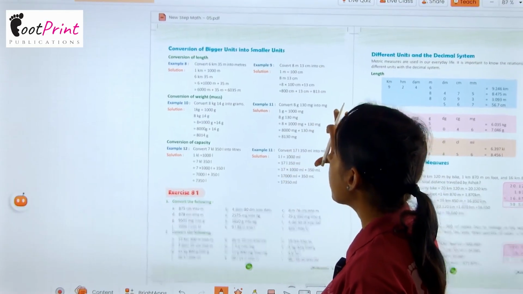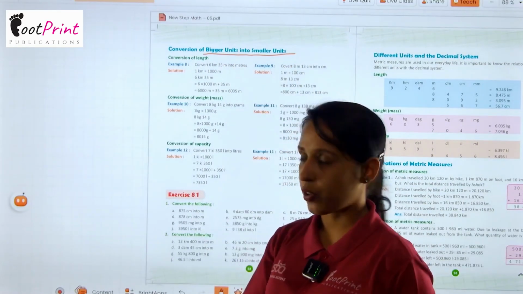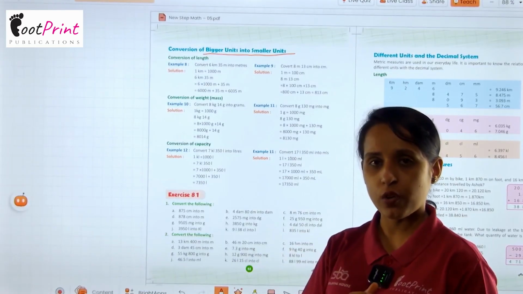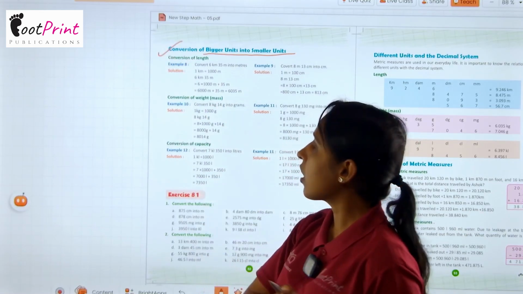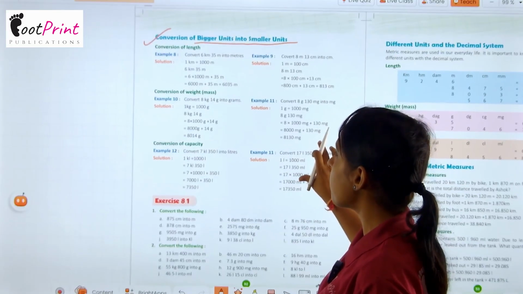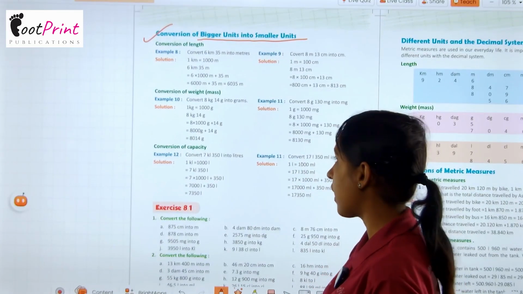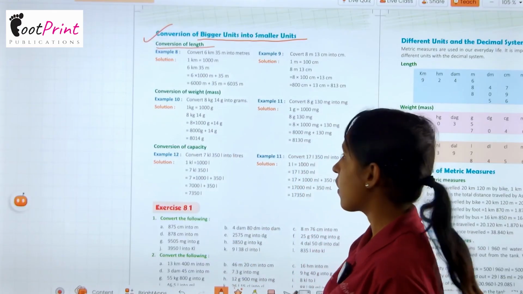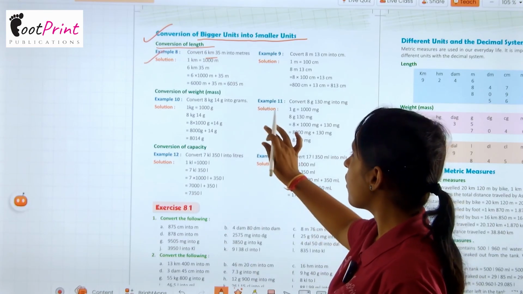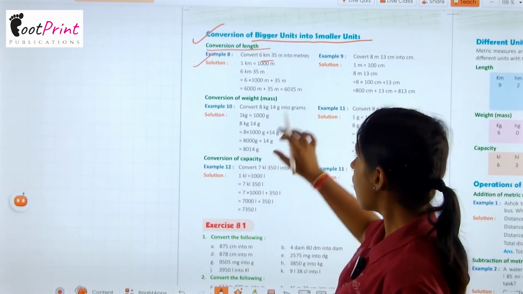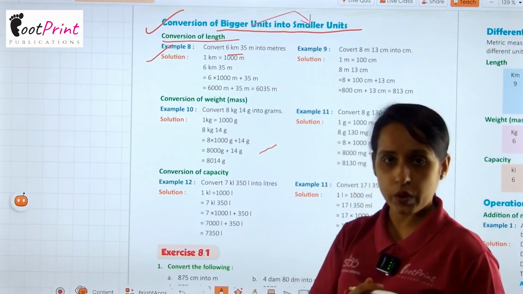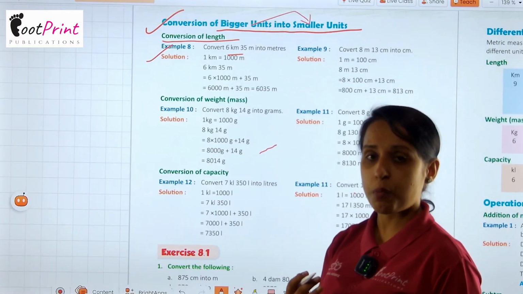Here we learn conversion of bigger unit into smaller units. Now we have learned how to convert smaller unit into bigger unit, and after that here we learn how to convert bigger unit into a smaller unit. So first we learn how to convert length, means conversion of length. Example number 8, convert 6 kilometer 35 meter into meters. So here we know that 1 kilometer equals to 1000 meter. Here we know that we have to convert a bigger unit into a smaller unit, means we have to multiply it.